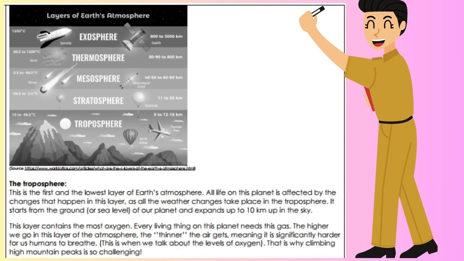This layer contains the most oxygen. Every living thing on this planet needs this gas. The higher we go in this layer of the atmosphere, the thinner the air gets, meaning it is significantly harder for us humans to breathe. This is when we talk about the levels of oxygen. That is why climbing high mountain peaks is so challenging.